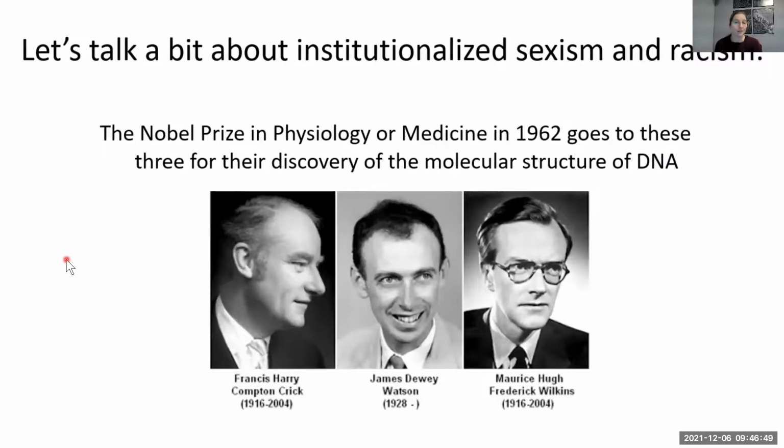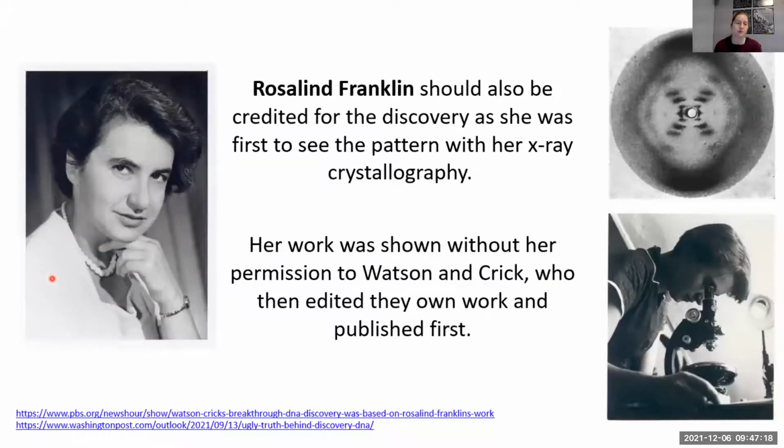Well, the 3 people that got the Nobel Prize for discovering the structure of DNA are Francis Crick, James Watson, and Maurice Wilkins. And you can see the label at the top, let's talk a bit about institutionalized sexism and racism. It's important to talk about how these things are involved in the story of the structure of DNA and what actually happened. So these 3 guys get credit, but some of the credit should also be shared with a woman named Rosalind Franklin.